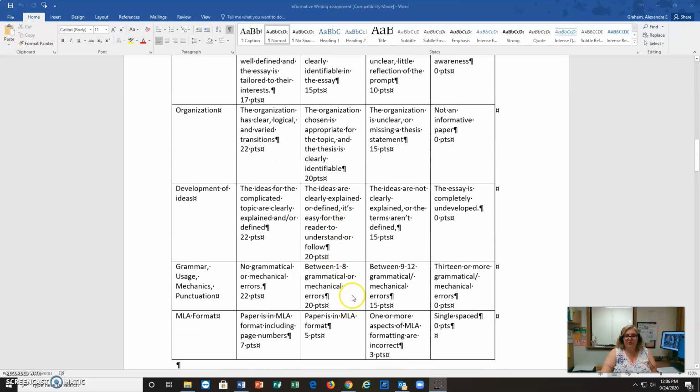Here's your GUMP. You'll notice that this has squeezed in a little bit from the last assignment. All right, so you're allowed fewer errors this time. And then MLA format. And again, MLA format, we worked on that the second day. That's stuff that you have in place now. You know how to do this. All right, and if you're not sure, don't be afraid to go watch the MLA lecture.